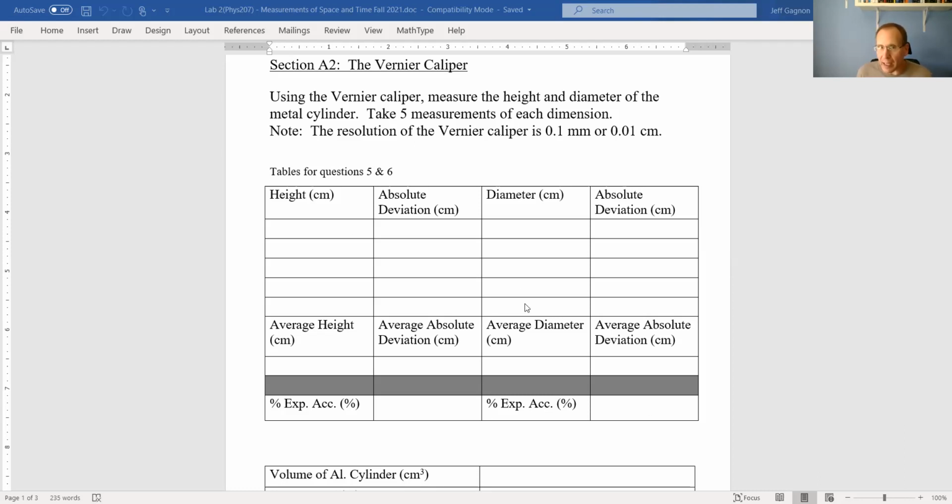If you forgot how to do this, refer back to the measurement video or the measurement handout, or even lab 1. Remember lab 1, we spent a lot of time practicing how to compute percent experimental accuracy. These will all be to 2 decimal places, right? Because that's the resolution of the instrument. So make sure when you round this, it's to 2 decimal places. And then when you find all the absolute deviations and the average absolute deviation, again, make sure you round to 2 decimal places. And of course, the accuracy is going to be the average absolute deviation divided by the average height times 100, right? That'll be your percent experimental accuracy for the height, and do the same thing for diameter.